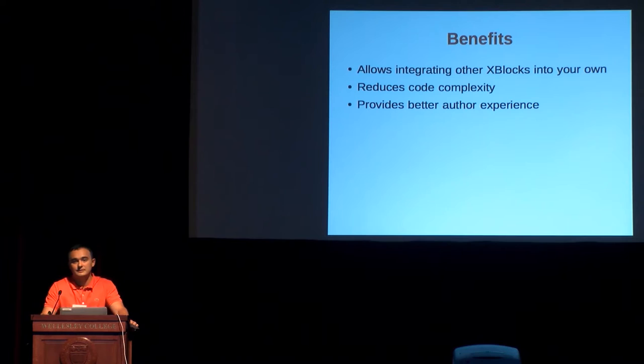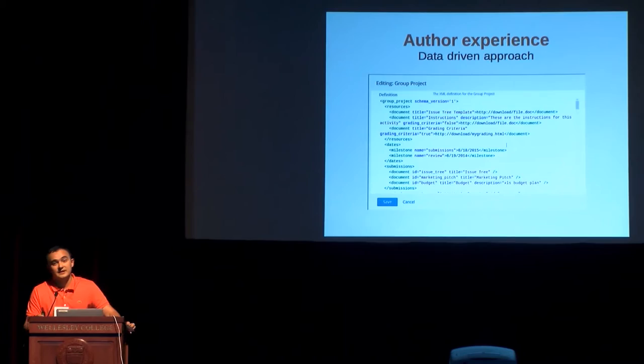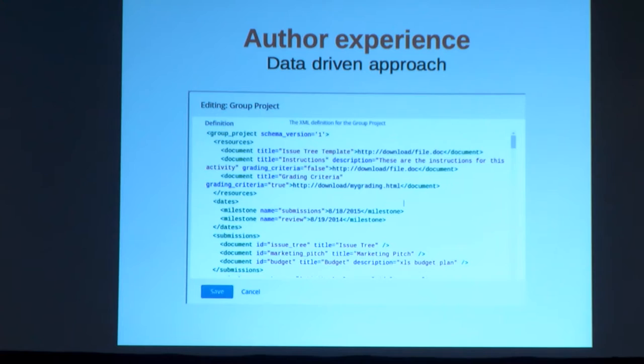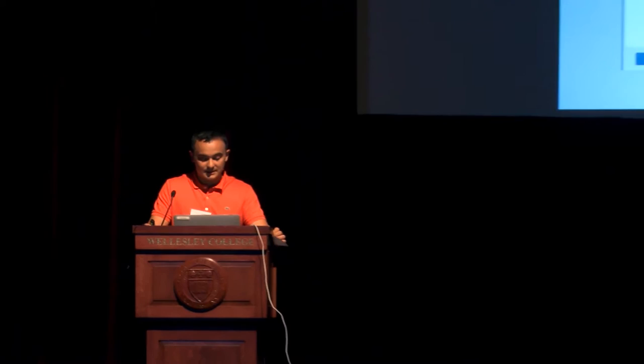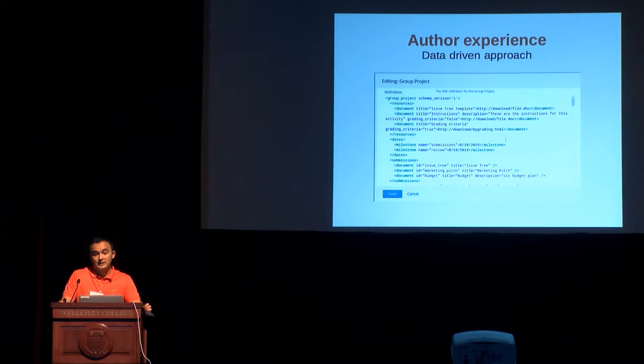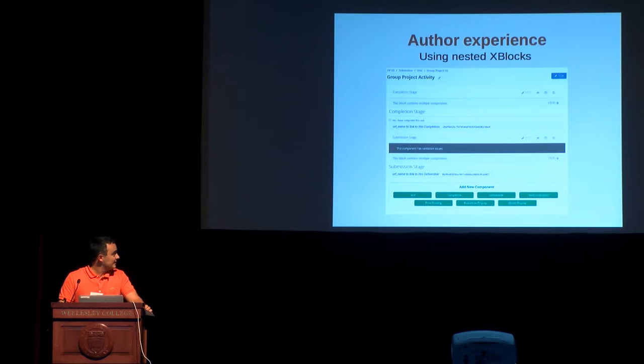So author experience. Well, basically how it's done before is providing some kind of XML or JSON or YAML-based schema and asking authors to provide XML to build the XBlock content. The problem here is that the course author should be familiar with the markup language you're using and with the schema you're using, so basically what means what in your XBlock. And the biggest problem is that there are little to no tools to support authoring the content in such a case. The best that can be done is validating the XML, JSON, or YAML when the XBlock is saved. And using nested XBlocks helps combat that by reusing existing Studio features.